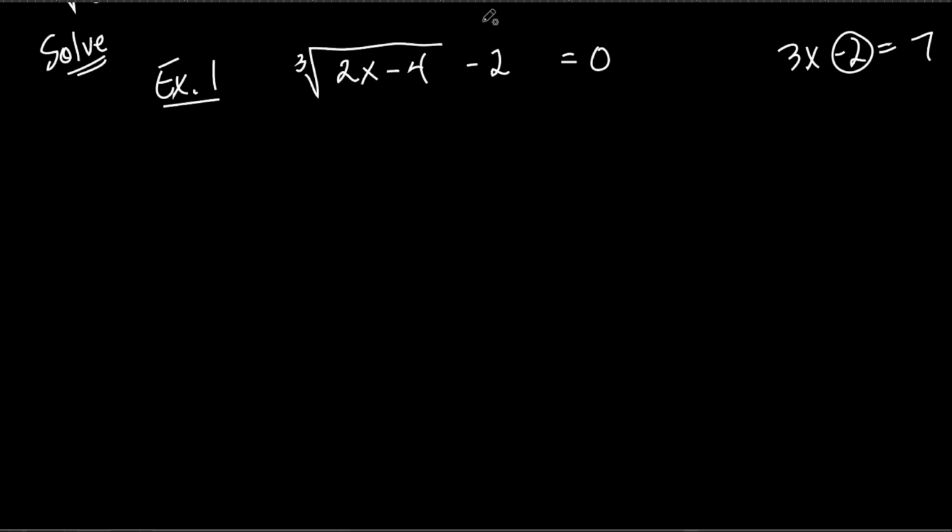The 4 is underneath a cube root. So you get rid of that 2 first. Okay, let's get rid of the 2 first. How do we get rid of that 2? You add a 2 to both sides. Add it to the 4.